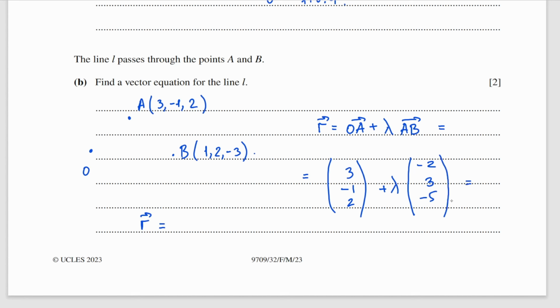Or we can write it in this form. 3i minus j plus 2k plus lambda. And we can change the direction of vector AB. So it's 2i minus 3j then plus 5k.